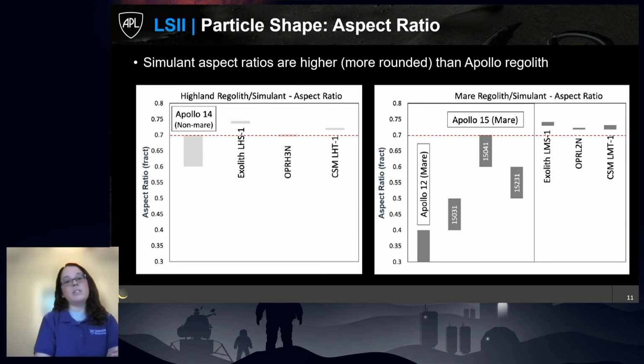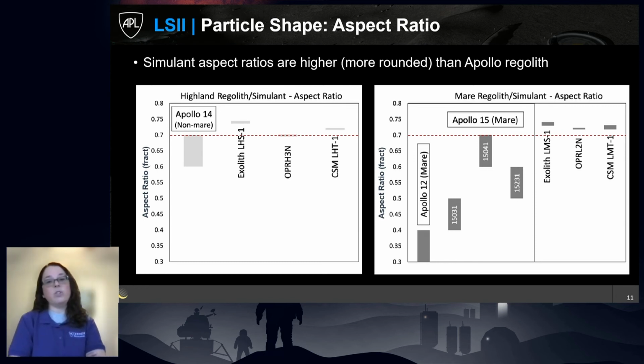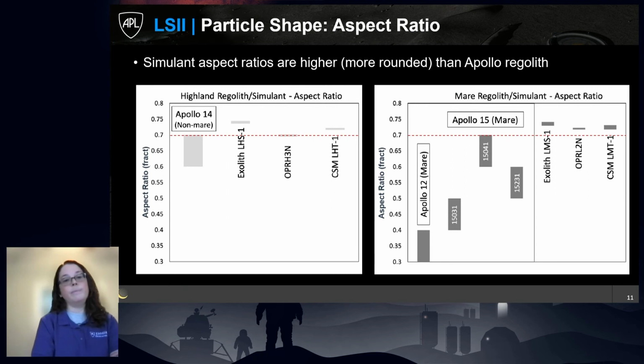The other thing you'll notice is that the lunar regolith actually shows a wider range of aspect ratios. Next slide, please.